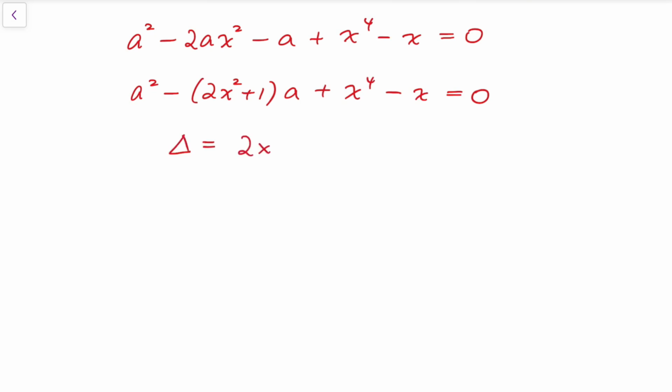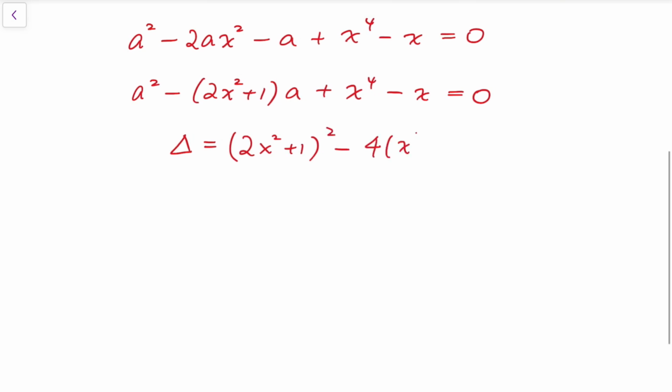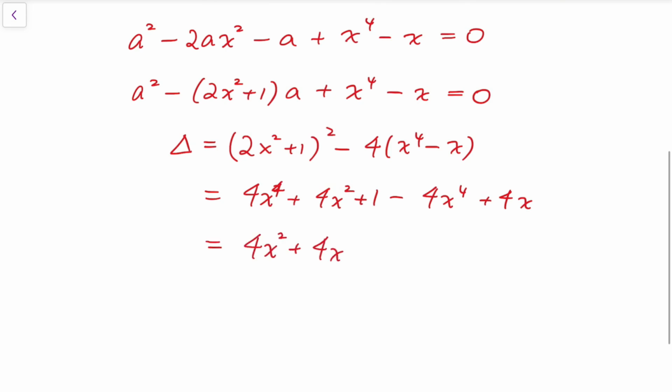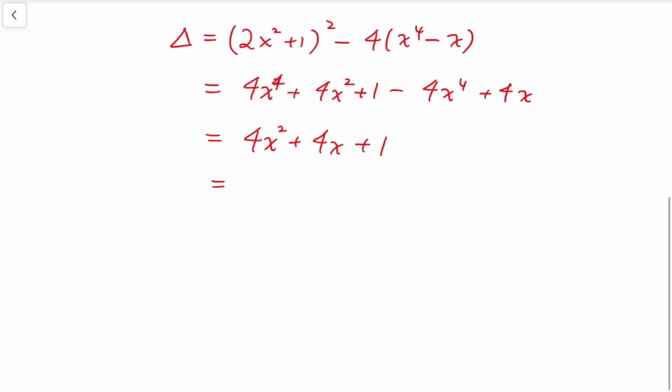The discriminant equals 2x squared plus 1 all squared minus 4 times x to the power 4 minus x. And simplifying, we have 4x squared plus 4x plus 1. And somehow, it's a perfect square. So that means we have a quite good looking solution for the unknown a.